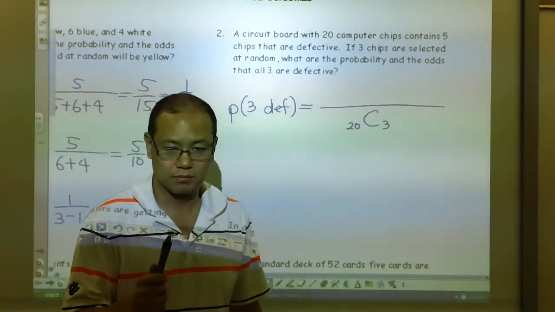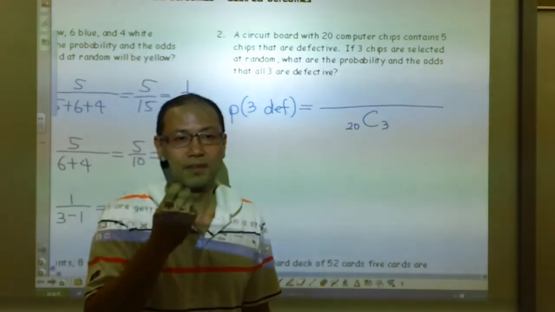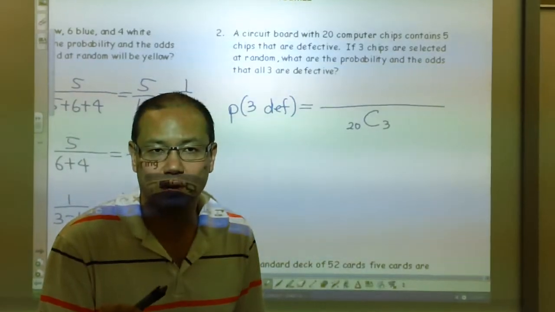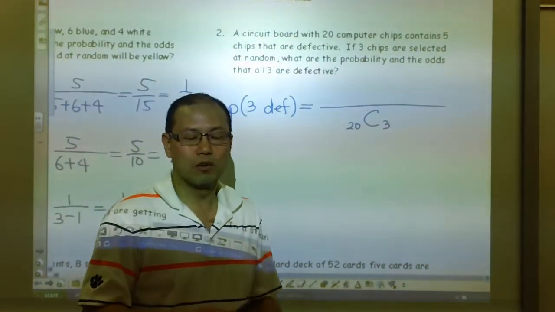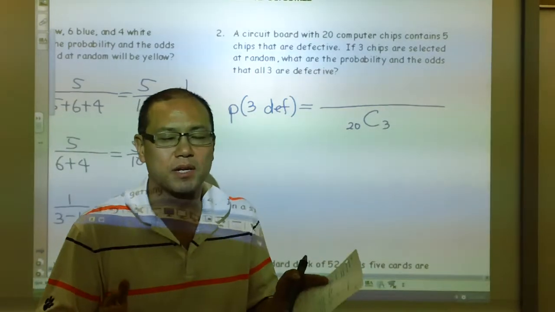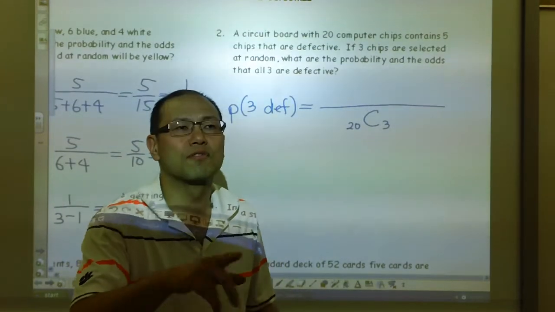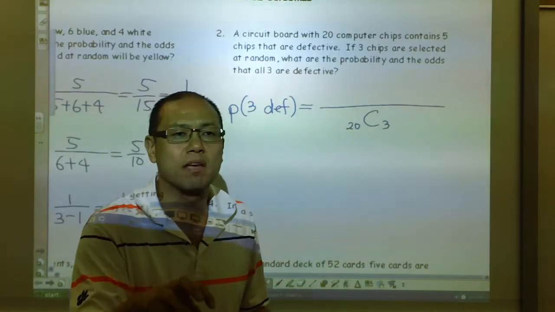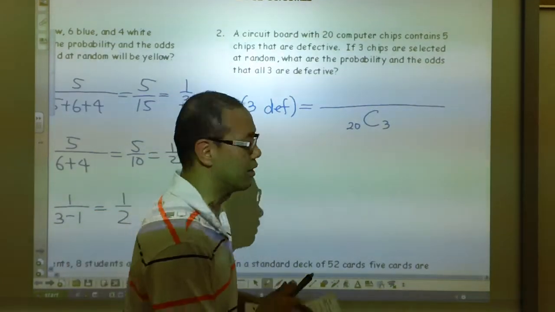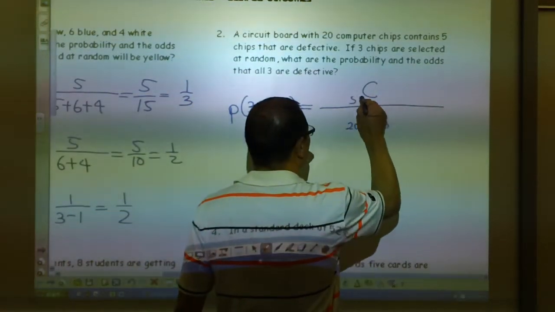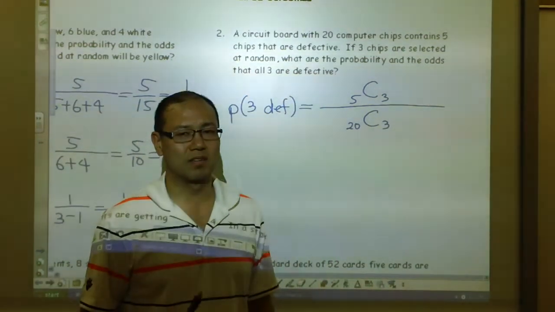And now, what are the desired possibilities? Out of 5 defective ones, what are all the different ways that I could pick 3? You have to focus on the defective ones because your desired outcomes are all defective, and you have to ask, out of those 5, how many different groups of 3 chips can I pick at a time? And that's combination of 5 defective ones taken 3 at a time. I hope this is making sense to you.